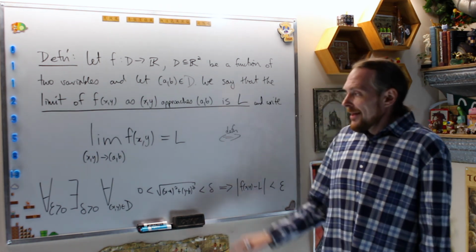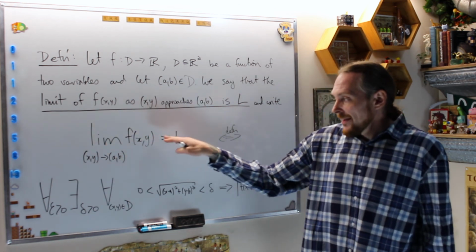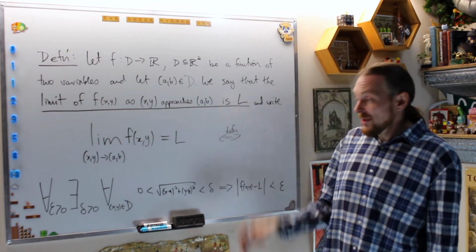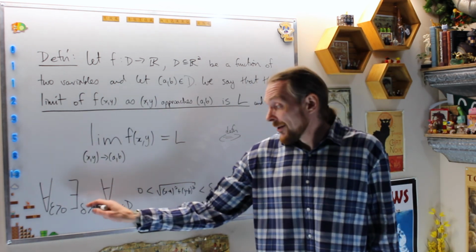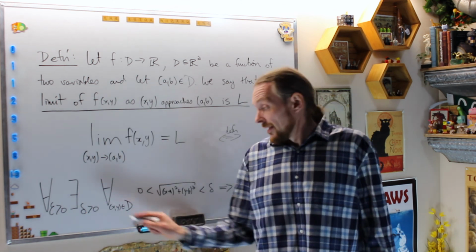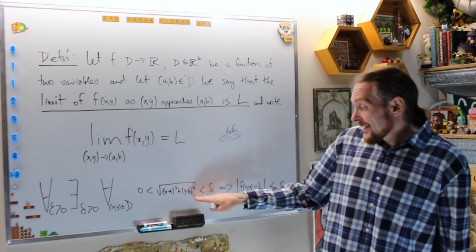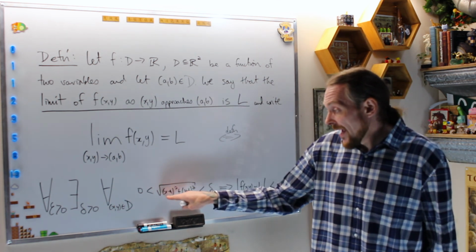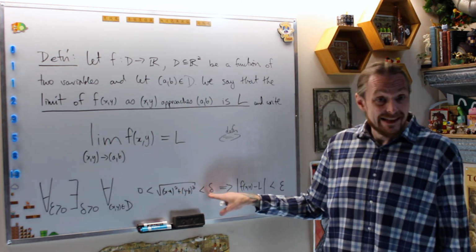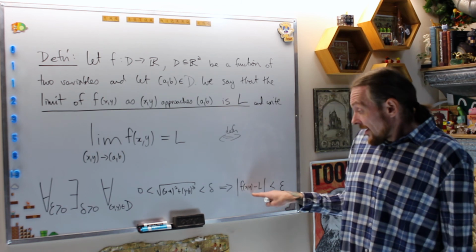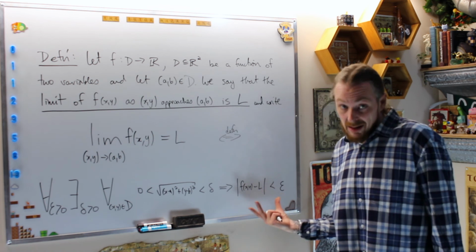Okay, one more time. The limit as (x, y) approaches (a, b) of f(x, y) equals L if and only if for every epsilon greater than 0, there exists a delta greater than 0, such that for every (x, y), if the distance between (x, y) and (a, b) is less than delta, then the absolute value of f(x, y) minus L is less than epsilon.